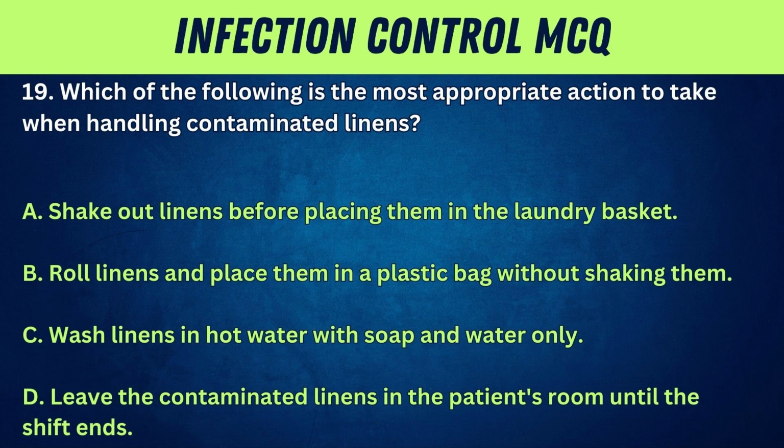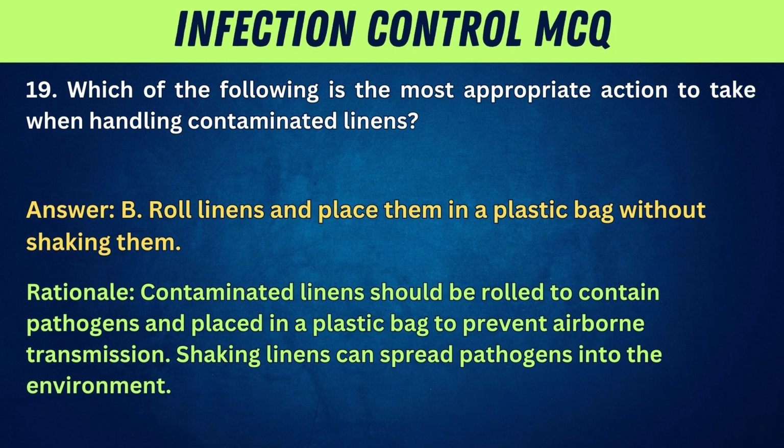19. Which of the following is the most appropriate action to take when handling contaminated linens? A. Shake out linens before placing them in the laundry basket. B. Roll linens and place them in a plastic bag without shaking them. C. Wash linens in hot water with soap and water only. D. Leave the contaminated linens in the patient's room until the shift ends. Answer: B. Roll linens and place them in a plastic bag without shaking them.